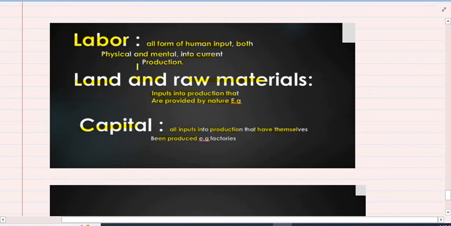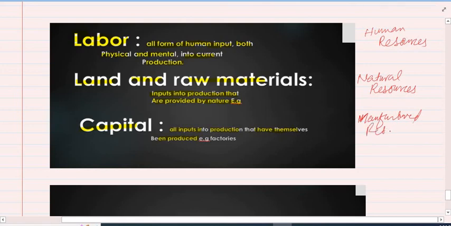Okay, the second is the natural resources. If I write here, labor is the human resource, and labor is limited both in numbers and skills. The second one is land, and this is the natural resource. You know that land and raw materials are limited. And the third one is capital, and you can also call this the manufactured resources, because first they have been manufactured and then used for production.